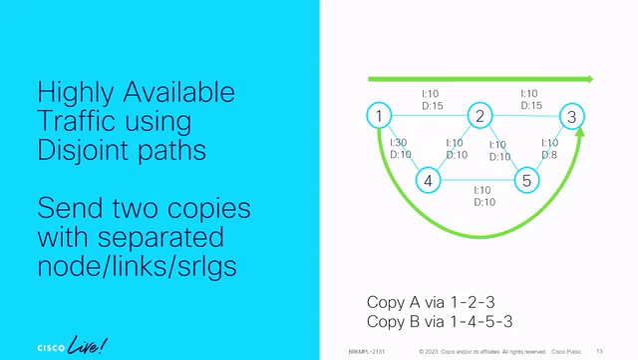One of the things about disjoint is that there is not only node and link, you can do just links, you can do node and link, you can also do something called shared risk link groups.